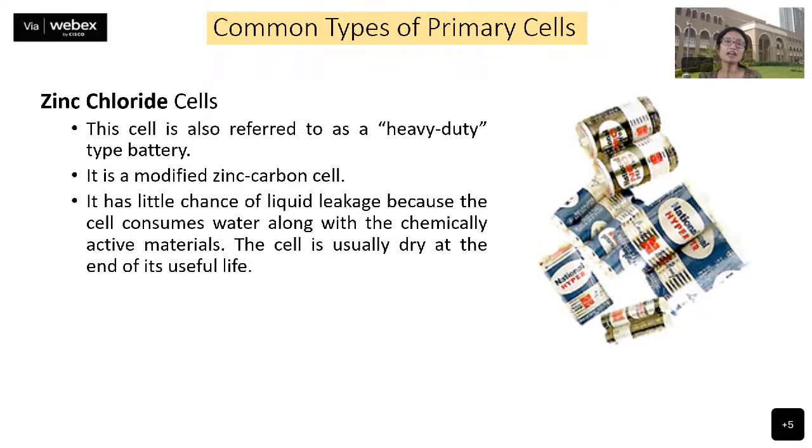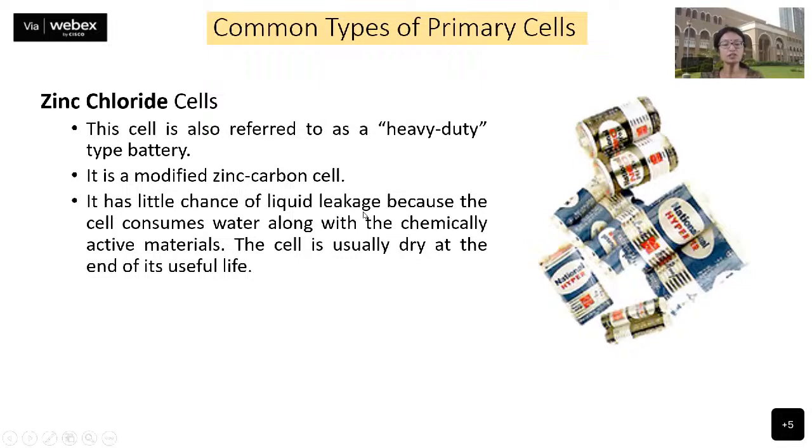Then we come to another heavy duty type of primary cell, which is the zinc chloride cell. It's a modified zinc carbon cell. What is the modification? As I told you, in the primary carbon zinc dry cell, the electrolyte is ammonium chloride as well as zinc chloride. In the zinc chloride cell, it is mostly zinc chloride, like 99% zinc chloride, with only 1% ammonium chloride added. And the cell usually turns dry at the end of its useful life.